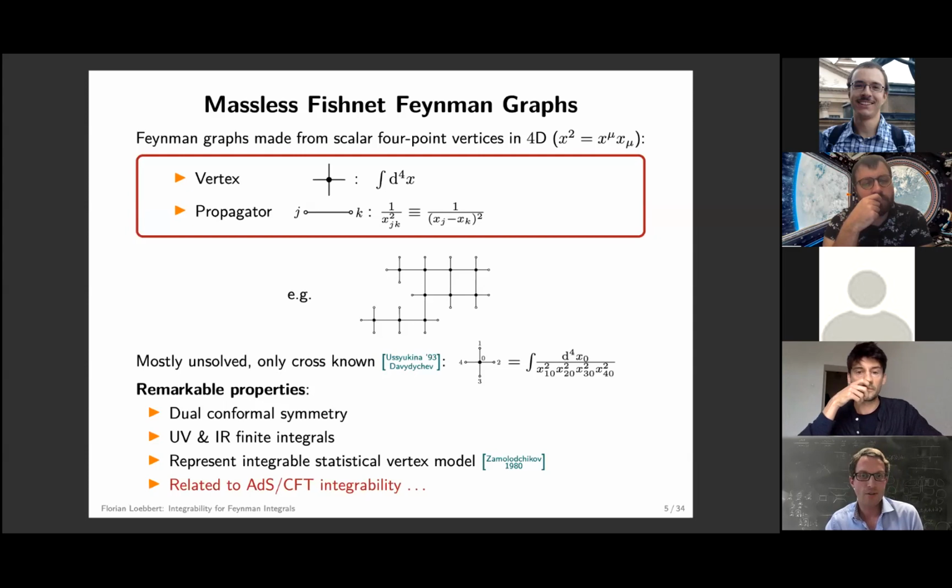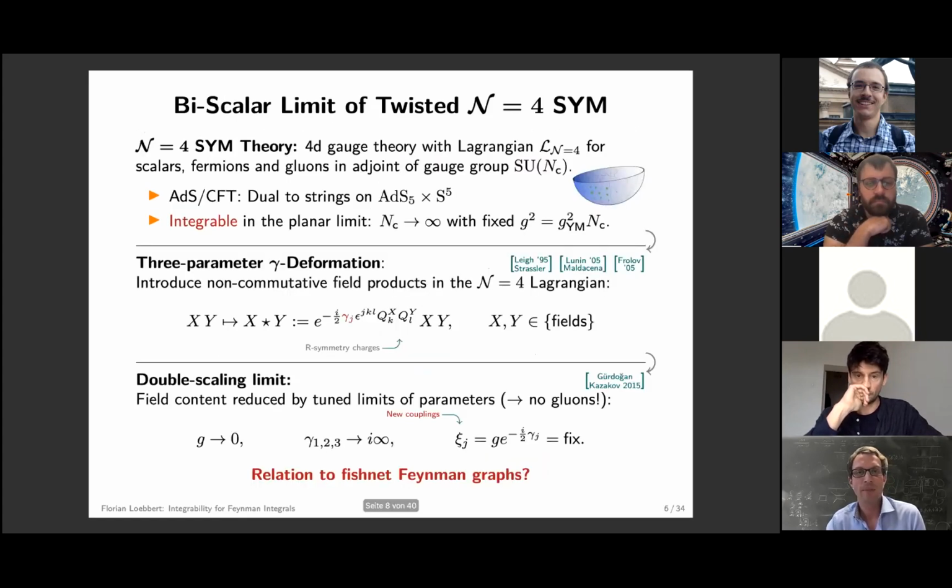So this class of integrals is known to have very nice features. It's known to have this conformal, or what I call dual conformal symmetry. They are finite integrals. Zamolodchikov has already used them a long time ago to define integrable statistical vertex models. And it's also related to AdS/CFT integrability. So let me briefly sketch how this comes about.